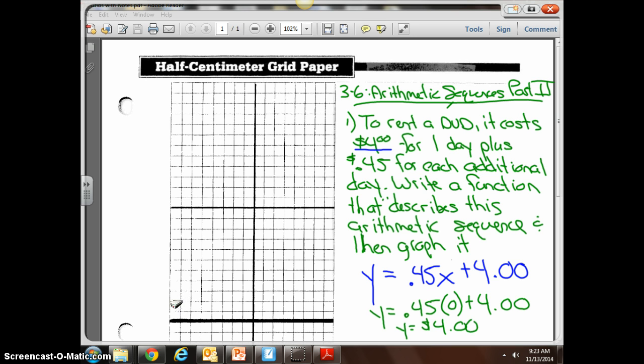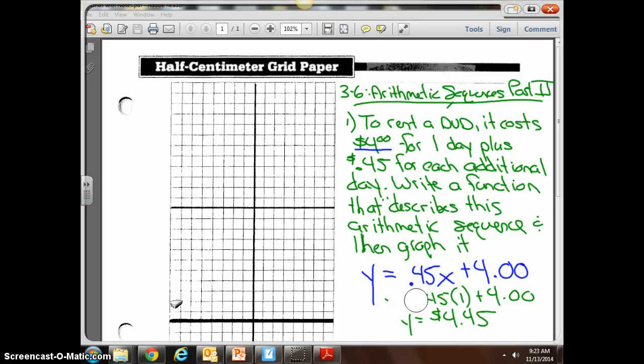Again, I'm going to have to erase here to show you what would happen if we're going to rent the DVD for a full extra day. y equals 45 cents times 1 extra day plus $4. You do your math. We know it's going to cost $4.45 to rent this DVD for an extra day beyond the day that you actually get it for.